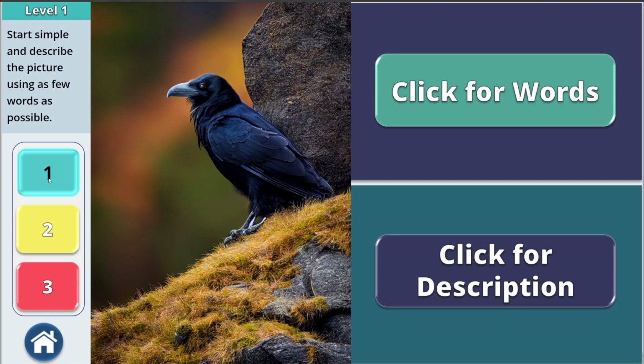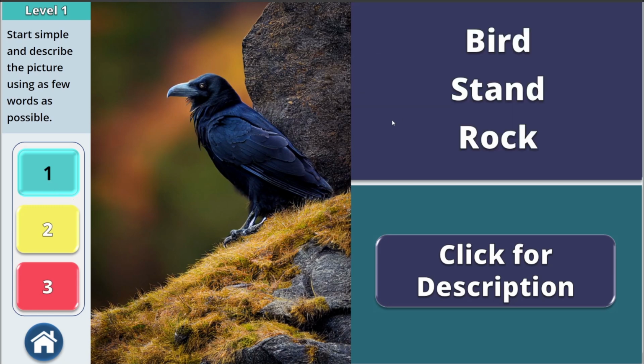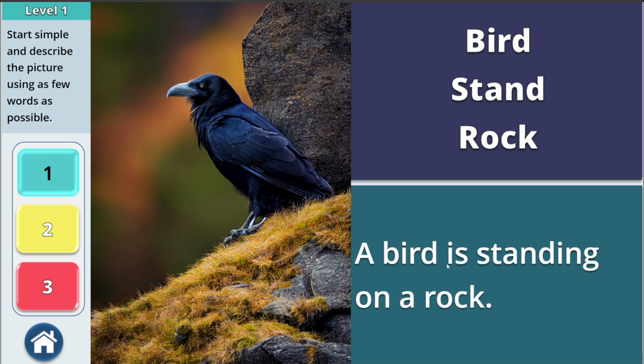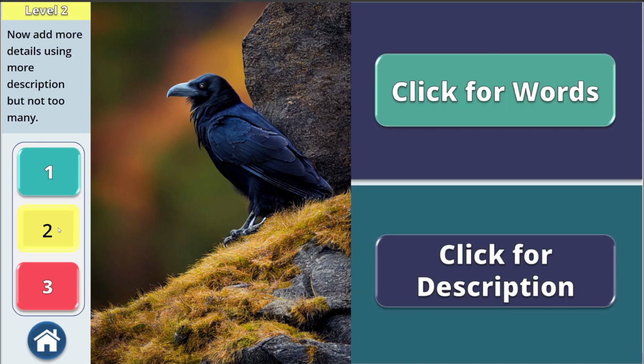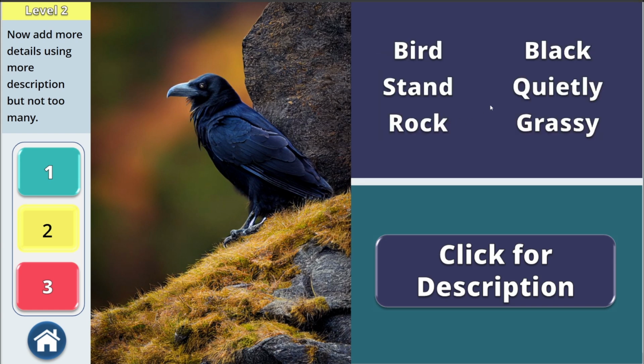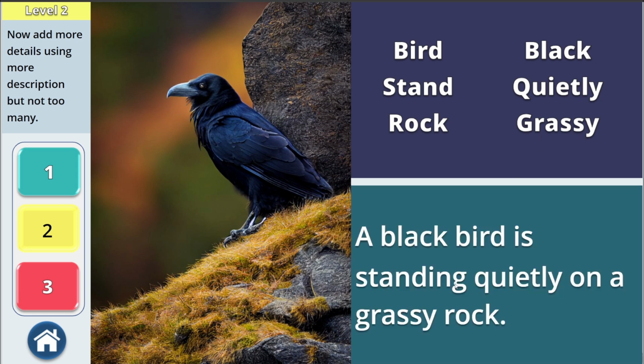So here, if we start at level 1, we can see words like bird, stand, and rock. And we might say the bird or a bird is standing on a rock. But if we go up to level 2, we can add some adjectives like black, or an adverb like quietly, an adjective grassy, and we could say a black bird is standing quietly on a grassy rock.